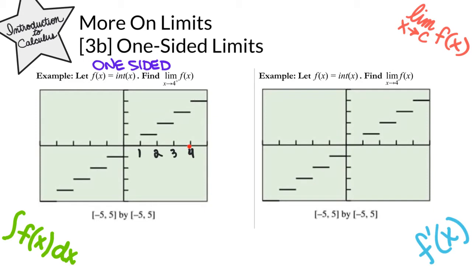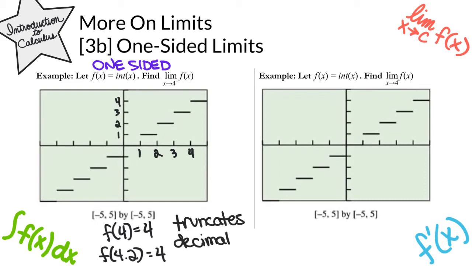And just a side note, when you plug in x equals 4 into the greatest integer function, or integer function for short, the result is 4. If you plug in 4.2, the result is also 4. Basically what it's doing is it's returning the greatest integer that's less than or equal to what you plug in. So really it's just like chopping off the decimal. If you plug in 3.9, you get 3. So let's go to that point on the function, which is 4, 4.